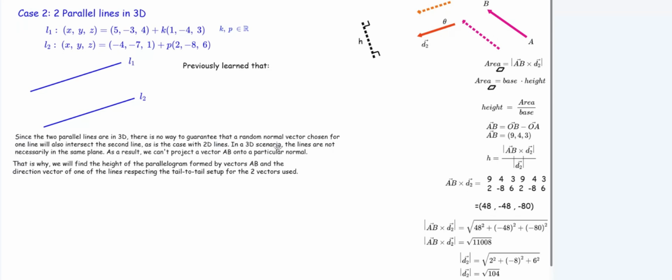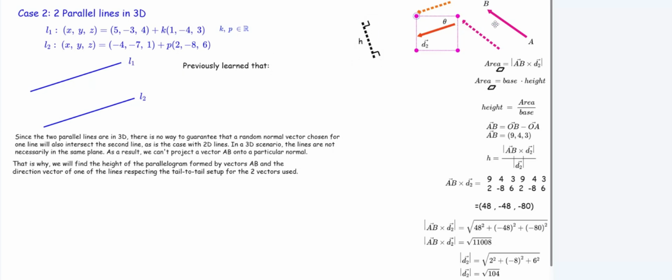In a 3D scenario, the lines are not necessarily in the same plane. As a result, we cannot project a vector AB onto a particular normal. So we'll find a creative way to find the distance between two parallel lines in 3D. We will draw a parallelogram between those two parallel lines, and technically we will find the height of that parallelogram. So that's how it will begin.